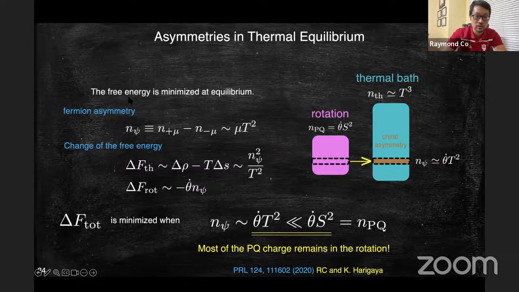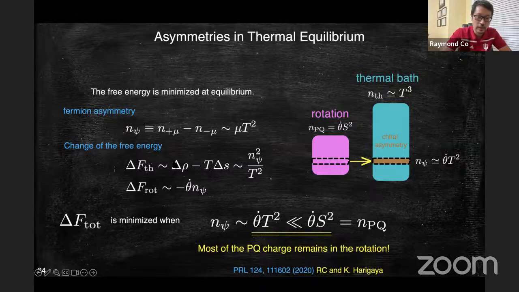And this is just using thermodynamics. So the asymmetry in the fermion is given in terms of the chemical potential of the fermion, so mu times T squared. And now we want to see how the free energy of the system changes. For the thermal bath, it is basically just given by the asymmetry of the fermion squared divided by temperature squared. But for the free energy of the rotation, once you transfer a small amount, it's given by negative theta dot times the amount of asymmetry that you transfer.